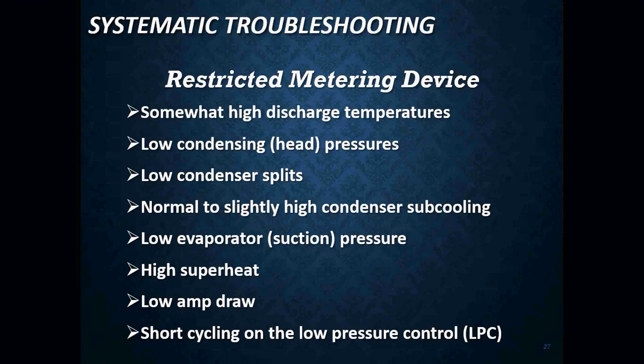A restricted metering device is somewhat... high discharge temperatures. You're going to have low condensing head pressure. You're going to have low condenser split, normal to high or slightly high condenser subcooling, low evaporator suction pressure, low superheat, low amp draw, and short cycling of your low pressure control.